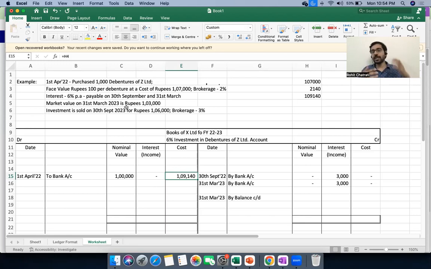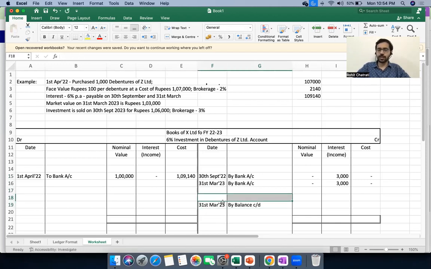I'm repeating, we have the balance at 1,09,140. We need to bring it down to 1,03,000. Therefore, I have to reduce my investment. Therefore, I credit investment. Investment being an asset, you credit for any fall in value. So credit investment by 6,140. 1,09,140 minus 1,03,000 is 6,140. So on 31st of March 2023, you're going to have an additional journal.